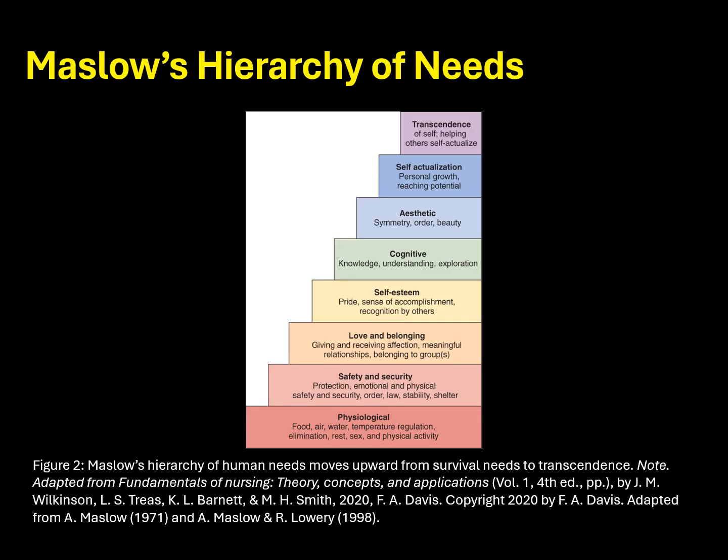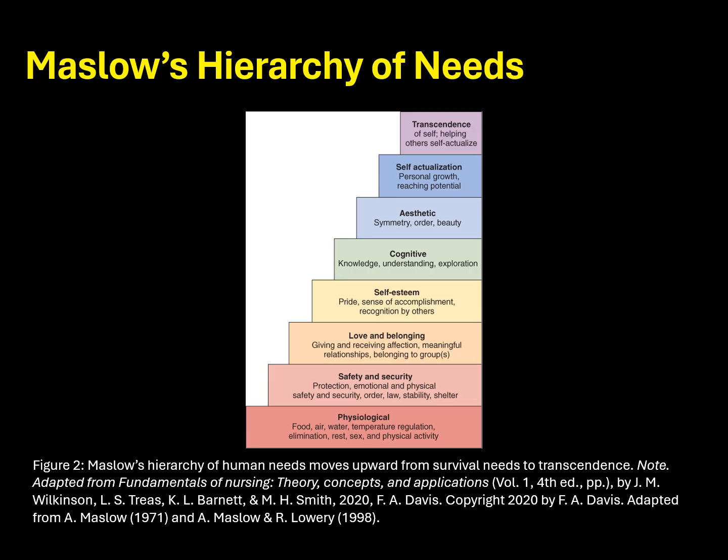Here we see Maslow's hierarchy of needs, which is an important tool in nursing when setting patient care priorities. At the base of the pyramid are the physiological needs, things like food, water, elimination, rest, oxygen, and physical activity. These are the body's most basic survival requirements, and they must be met first before higher level needs can be addressed. The next level is safety and security. This includes physical safety, such as preventing falls, infection control, and stable vital signs, as well as emotional safety, like having a secure environment and protection from harm.